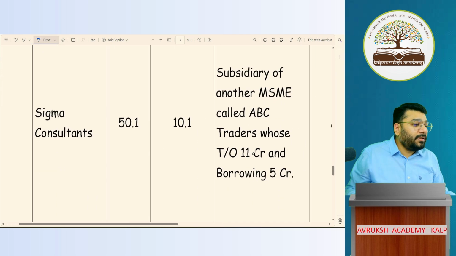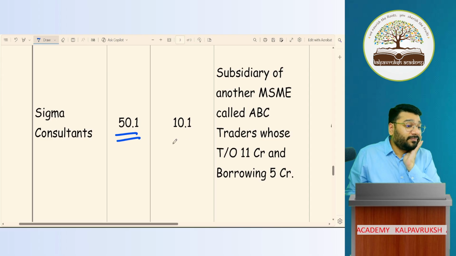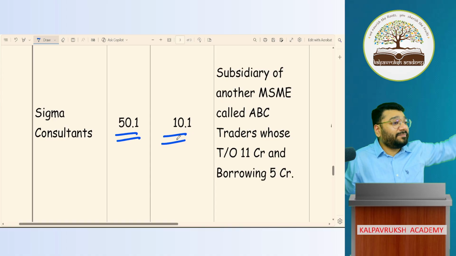Sigma Consultants, turnover 50.1 crore. Borrowing 10.1 crore. 0.1 I put here, exceeding the limit. Now tell me.